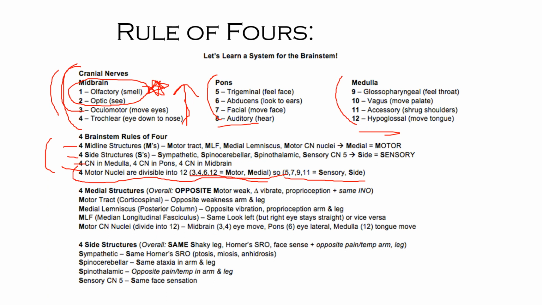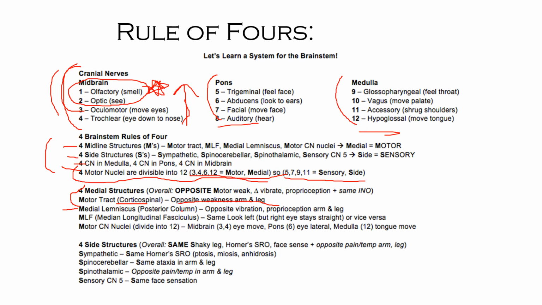So what do we mean by these 4 medial structures that start with M? So motor tract, that's going to be corticospinal tract. Okay. And we're going to see opposite weakness in the arm and leg when we see a deficit here.